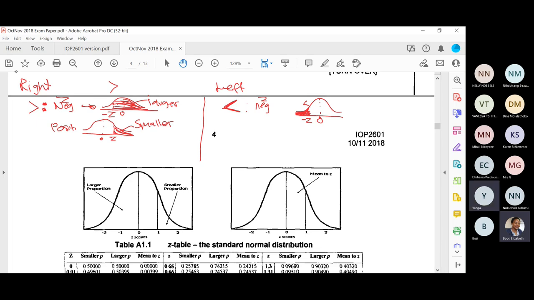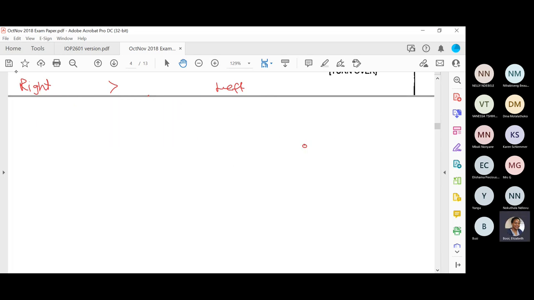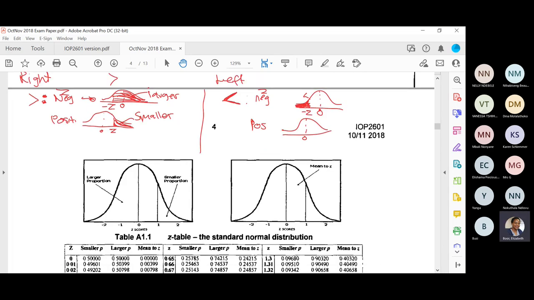So if your Z score is positive, there is your zero in the middle, and there is your Z. Remember the sign says left, so I'm going to shade to the left. It means all this. Then clearly I can see that I need to go to the larger portion. And then the between, it's always easy.